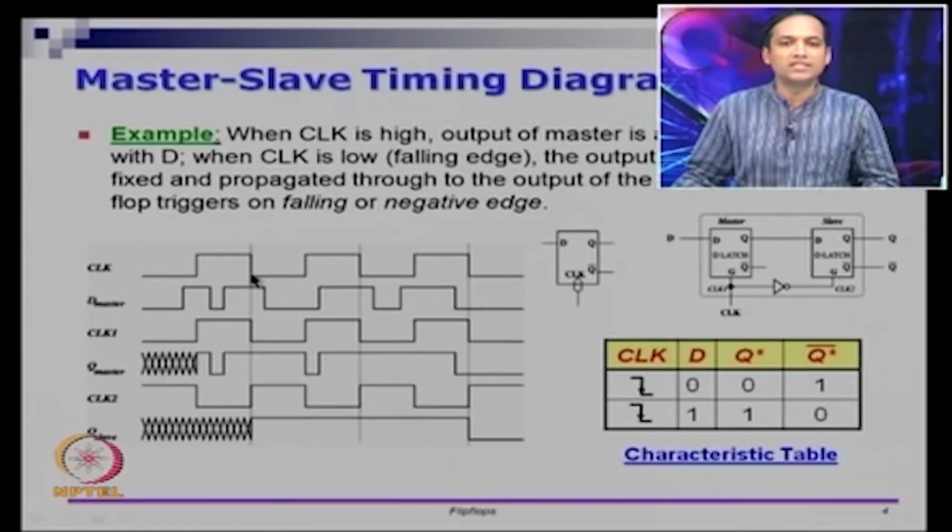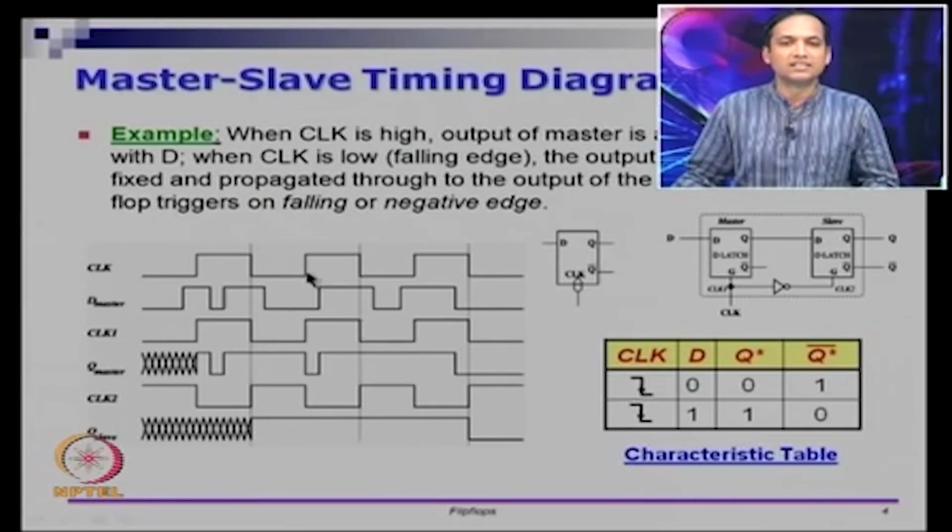And between this and this, CLK1 is off, right. Because CLK1 is off, this change in D will not change the Q master. If you see the clock CLK1 of the master here, this is off, which means the master latch is disabled. If the master latch is disabled, then a change in D will not change the Q of the master, right. So Q of the master is remaining stable.